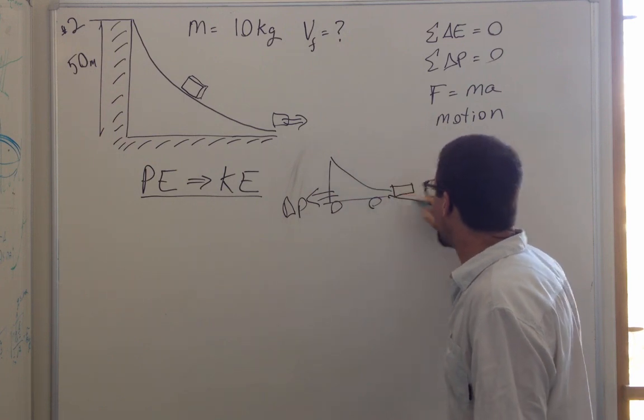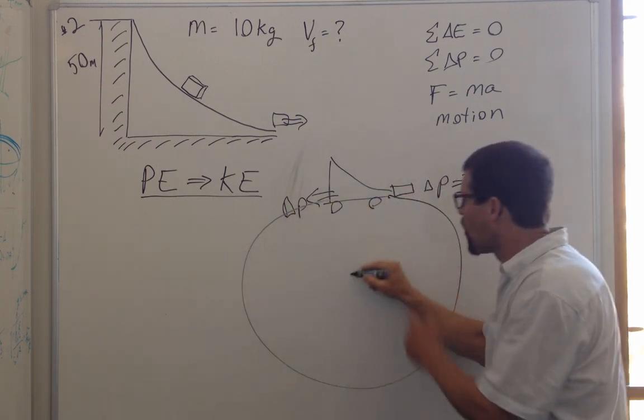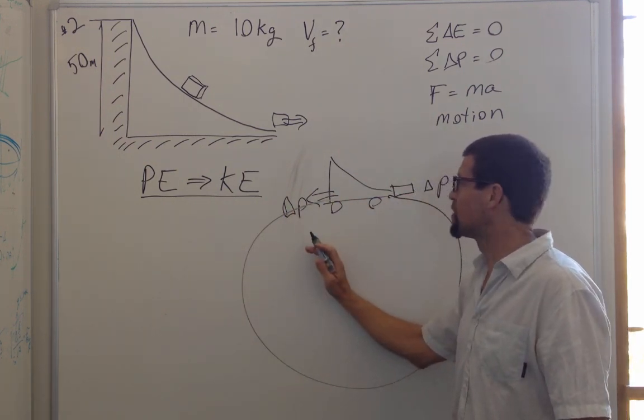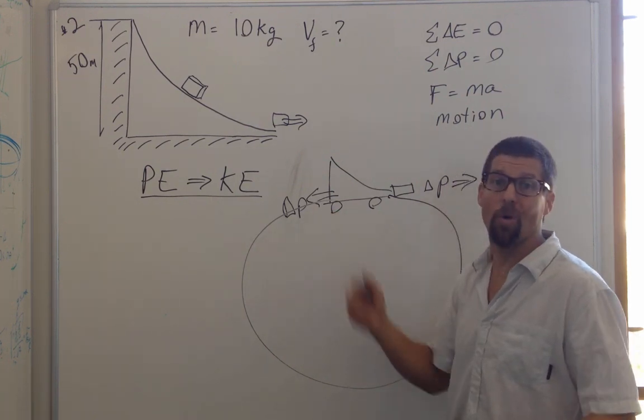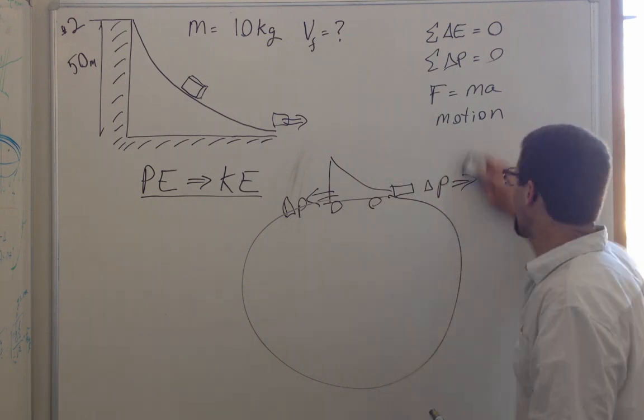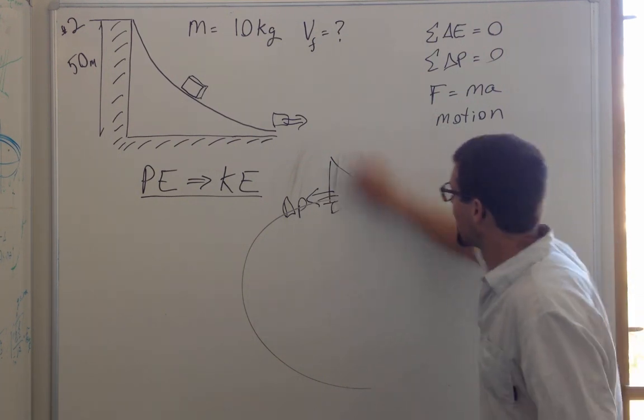But it's very big. It's the whole Earth. So yes, the whole Earth is getting an impulse in this direction, but because the mass of the Earth is so big, you don't notice it. Okay, so this may not be very helpful to us, but it will be in the next problem.